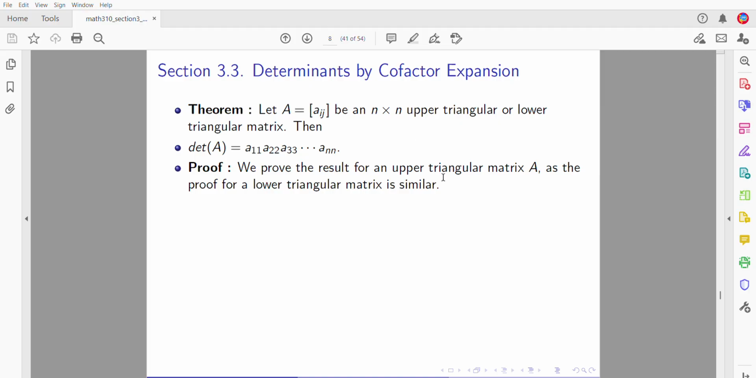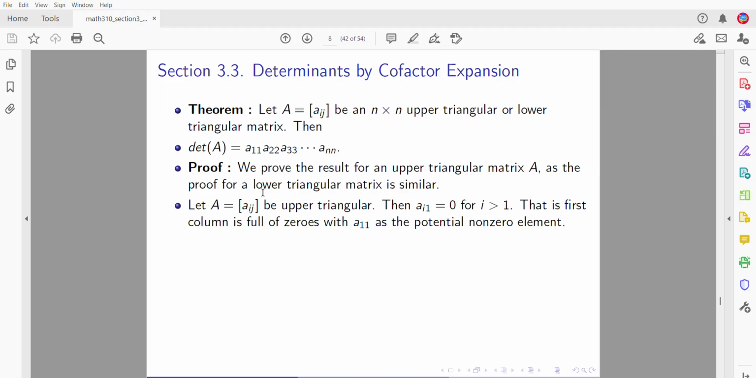Okay? Let Aij be upper triangular. What does that mean? Aij is 0 for i greater than j. That is, the first column is full of zeros with A11 potentially non-zero element. Okay, first column. Likewise, so you may use the column 1 because it's full of zeros. So A11 times the cofactor of A11.